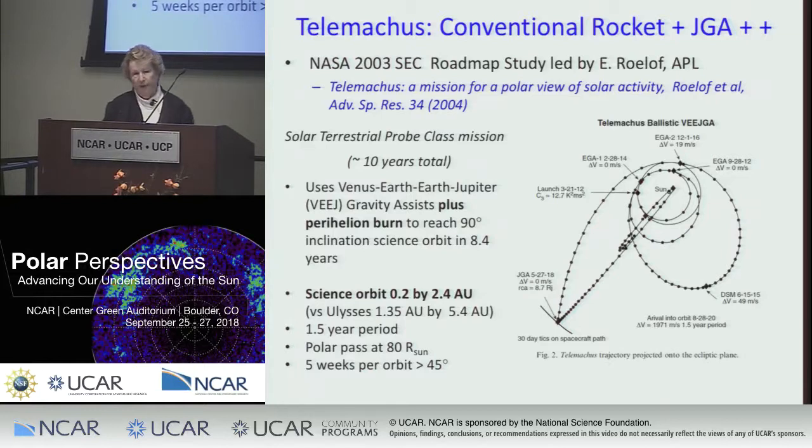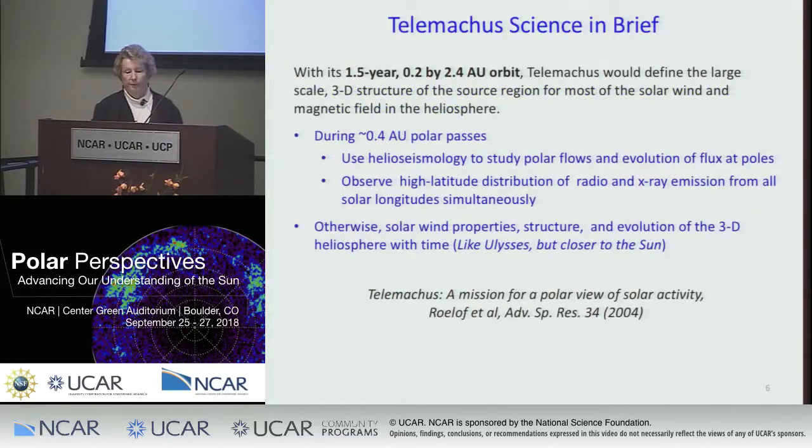But in this 1.5-year orbit, only 5 weeks were spent above 45 degrees latitude. Briefly, the science was going to be, when they were over the poles, remote sensing, some helioseismology, and also looking at some imagers. Otherwise, they would be looking at the properties of the solar wind, like Ulysses did, the kind of science that Heather was talking about. And there's the reference for that. So it would be very similar to Ulysses, except for when it was doing the imaging over the poles, but of course much closer to the sun.